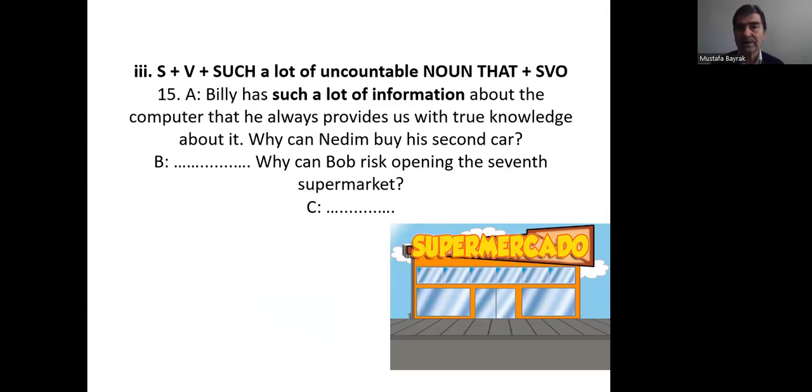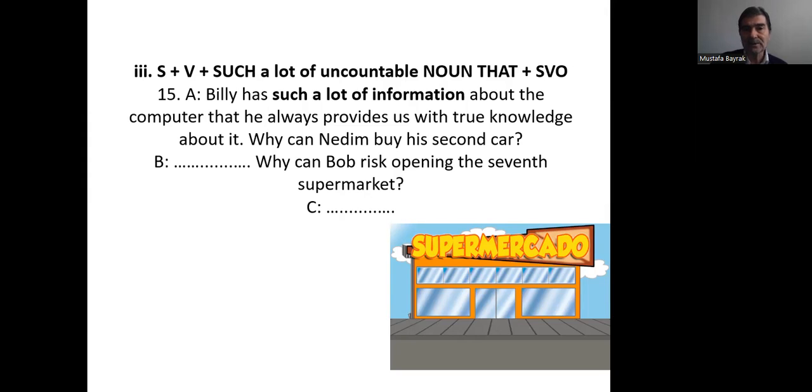Why can Nedim buy his second car? So Nedim, let's follow the example sentence. Nedim has such a lot of money. Nedim has such a lot of money that he can buy his second car. Okay, money is uncountable, but dollars, euros are countable.